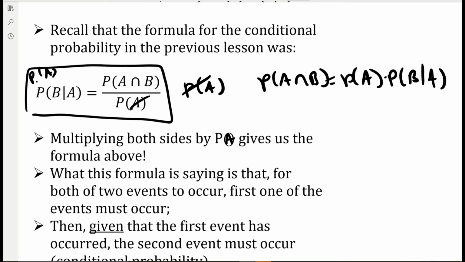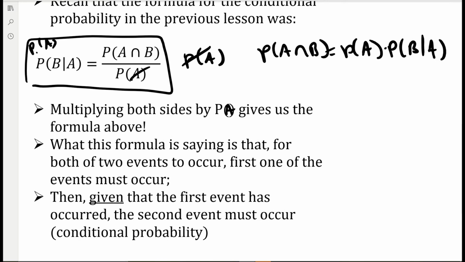So multiplying both sides by P of A gives us the formula above, and what this formula is saying is that for both of the two events to occur, first one of the events must occur, which kind of makes sense. If both events have to occur, that means one has to occur first and then the other one. So when one occurs, let's say A, well then we need to find the probability that B happens given that A has happened already. And that's what this formula is saying. And if you want to figure out those probabilities, you just got to multiply those probabilities, given that the other one occurred.